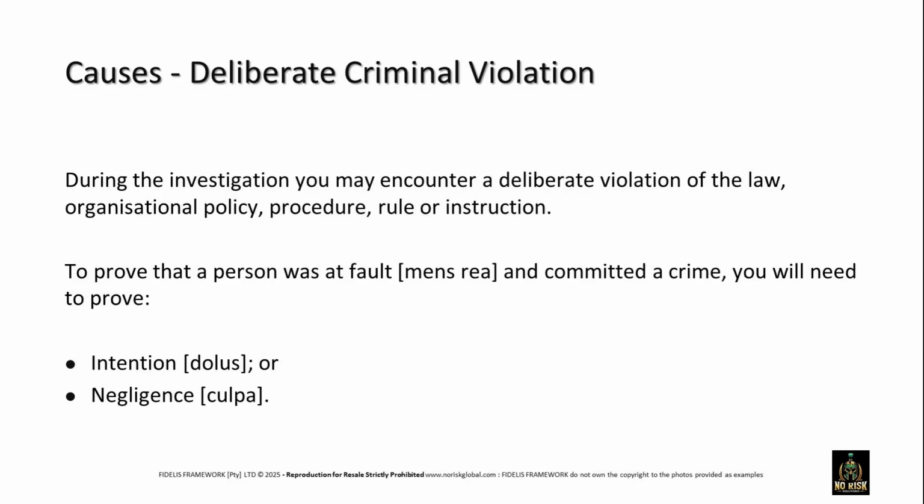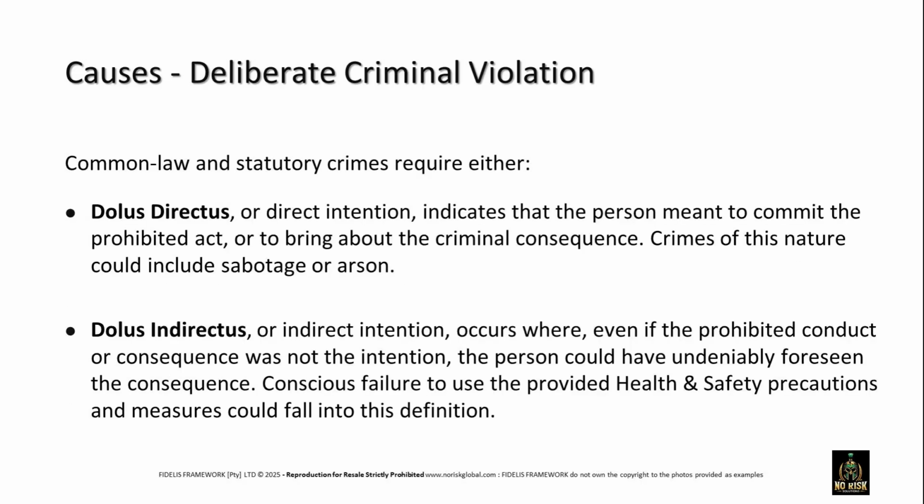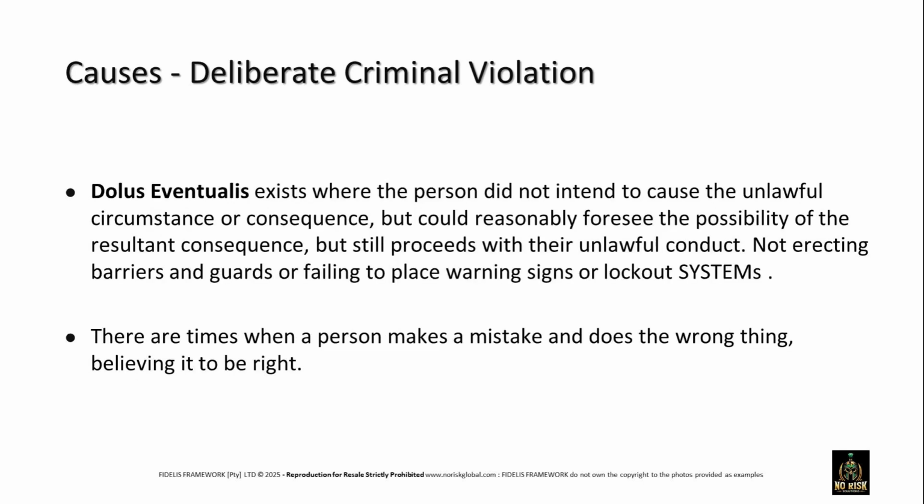Proving fault requires demonstrating intention or negligence. Crimes require direct or indirect intention. Direct intention involves committing a prohibited act, while indirect intention occurs when consequences are foreseeable but not intended. Dolus eventualis exists when a person doesn't intend harm but foresees possible consequences and proceeds unlawfully.